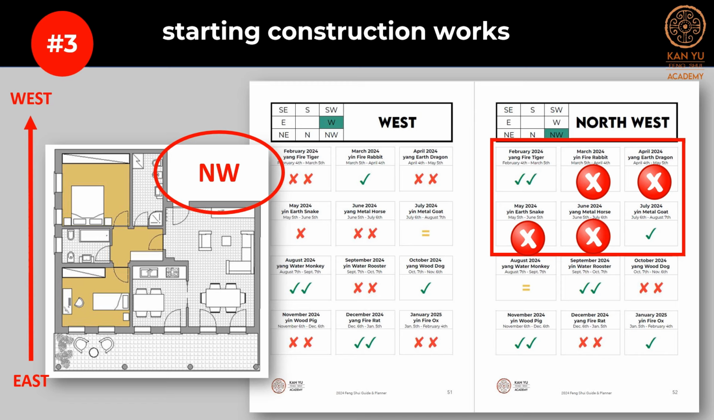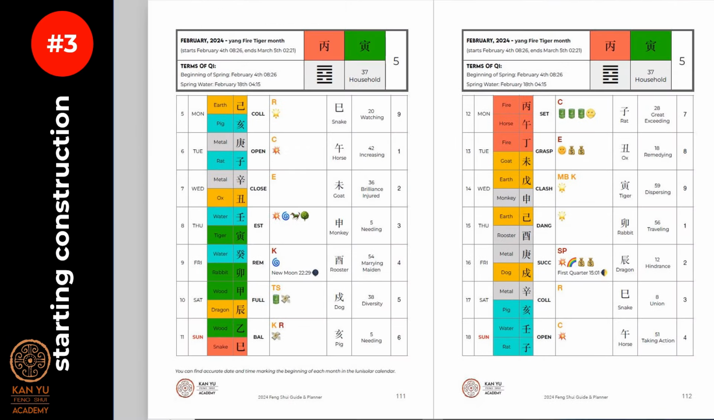Let's say you decide to do these works, which will last about a month, at the beginning of February 2024. Better say at the beginning of the Tiger month. Let's have a look at it. For construction work, the best days are establish, settle and success. We delete all other days.